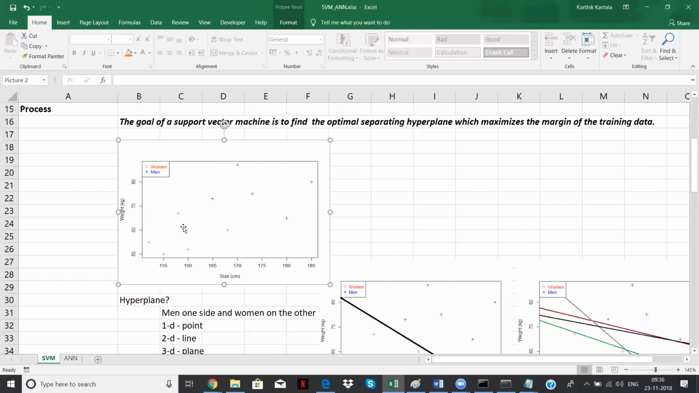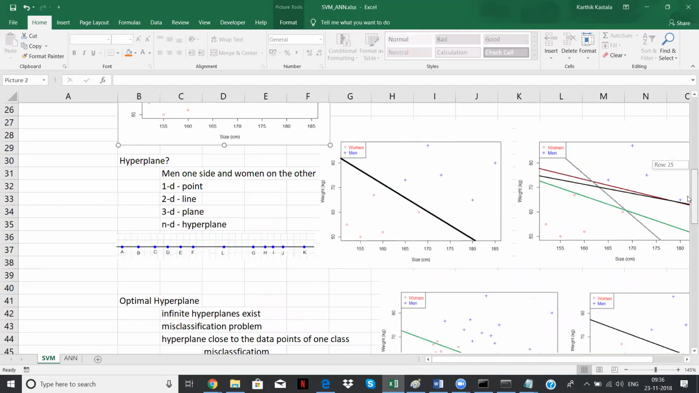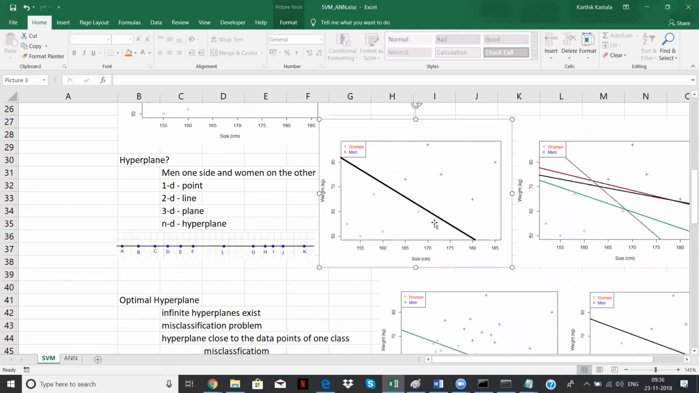As you can see on the lower end, as in lower heights and lower weights, you have a lot of women concentrated over here, and on the higher end you have men over here, right? Now this is how the data is. So as you can see in this picture, I was able to draw one line that is separating both the classes. Yes, one line that is separating both the classes.